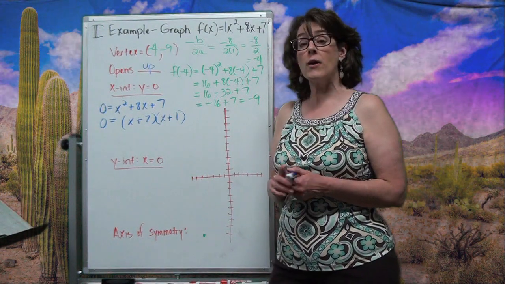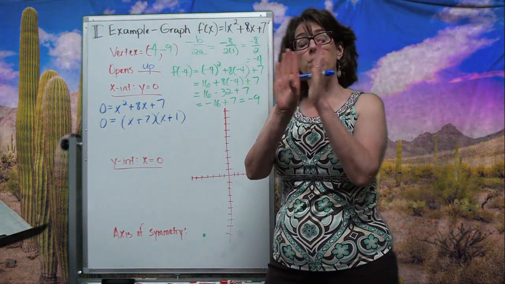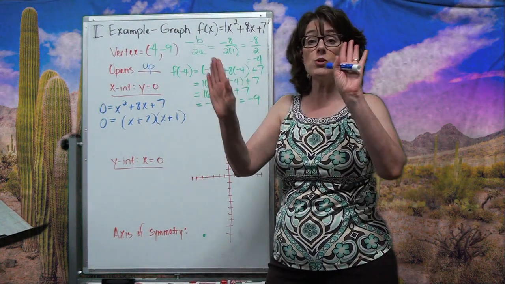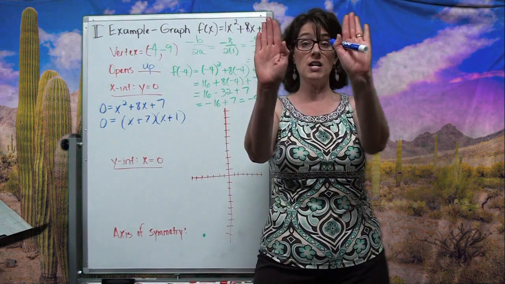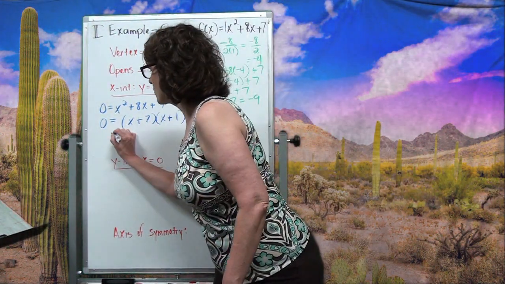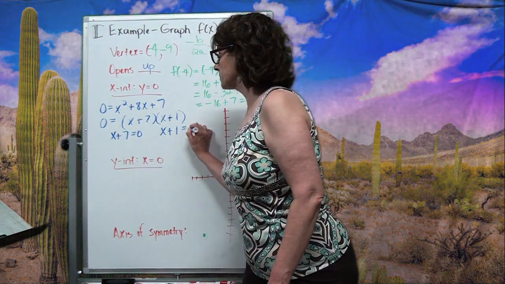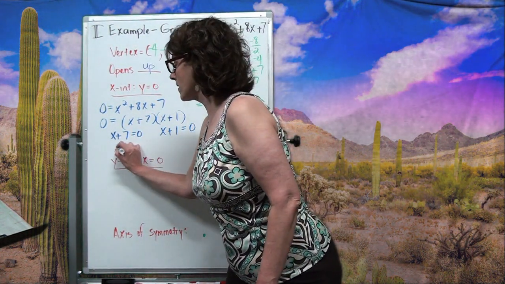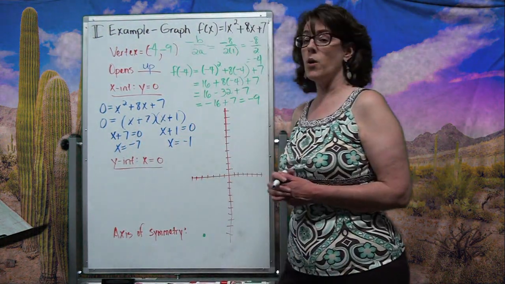And remember, now's my zero product principle that says if I've got two things that are multiplied together to get a 0, one of these two's got to be the 0. I have this parentheses times this parentheses. These are the two things multiplied together to get a 0. So either this is the 0 or this is the 0. Now if this is the 0, x is a negative 7. If this is the 0, x is a negative 1.